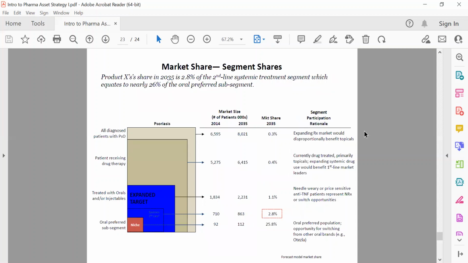And then we try to summarize. The segmented box on the left is basically the picture of the previous slide where it shows in ovals the entire set of diagnosed patients with psoriasis, and then who's receiving what types of treatment and what the market size is today. Today meaning, we did this analysis quite a few years ago, 2014, versus, say, in 2035, which you forecasted out: what the shares would be and what the rationale is.